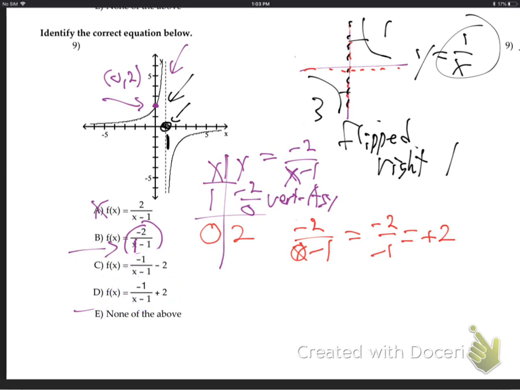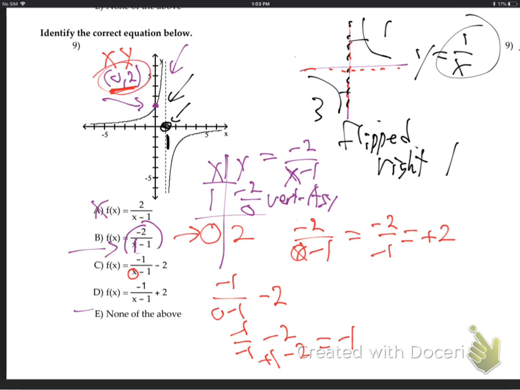If I put in 0 for x, I'm supposed to get positive 2 for y, right? 0 for x, positive 2 for y. If I put in 0 for x there, I would get negative 1 over 0 minus 1. So I'd get negative 1 over negative 1, which is positive 1 minus 2, which is negative 1. No, that's not right. See how that's not right? When you put in 0, you're supposed to get 2. 0, 2. So C is not right.